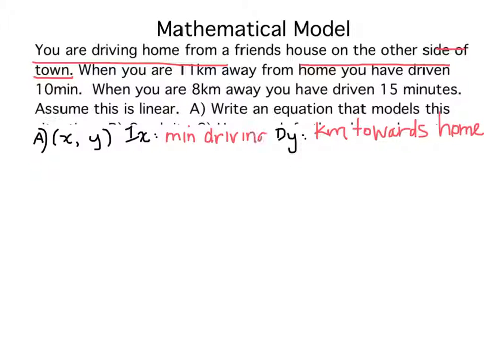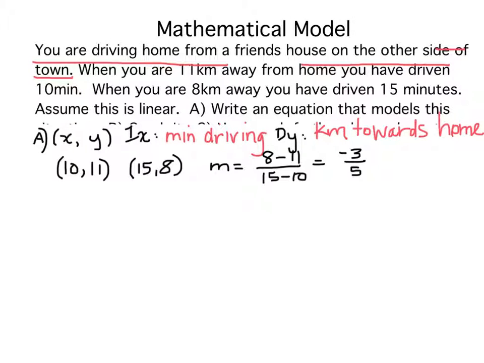Now I can create my ordered pairs out of that information. So I have, let's see, 10 minutes and 11 kilometers and 15 minutes and 8 kilometers. From here, I'm going to find the slope. So I'm going to pause. You should be able to find the slope. The slope should be -3/5.